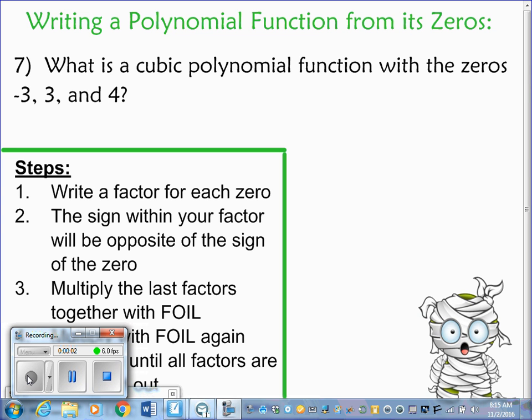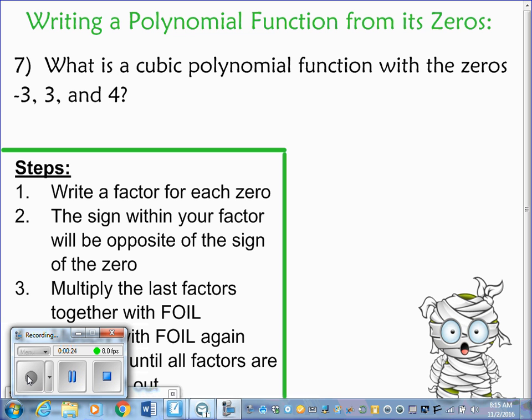All right, guys, to finish up this section, I kind of talked to you a little bit yesterday. It's going to be kind of the reverse. Yesterday, you had the problem, you factored it, you were able to find the answers. Today, here's the answers. Take it back to factored form, take it back to the original. Okay? So, what is a cubic polynomial function with the zeros -3, 3, and 4?